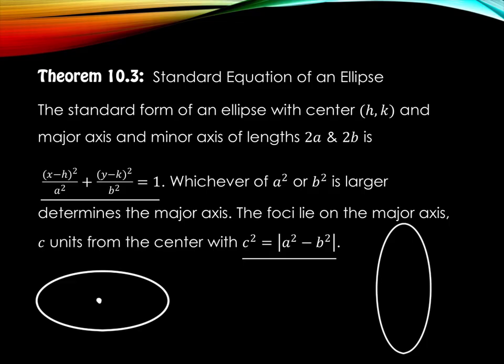So here's my center, right? This is (h, k). And that's the same no matter what type of ellipse we have, right? Whether it's a vertical ellipse or a horizontal ellipse. This is my center, (h, k). And then we'll draw in the axes with some dotted lines.